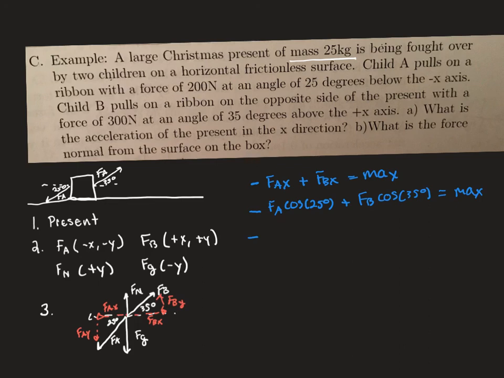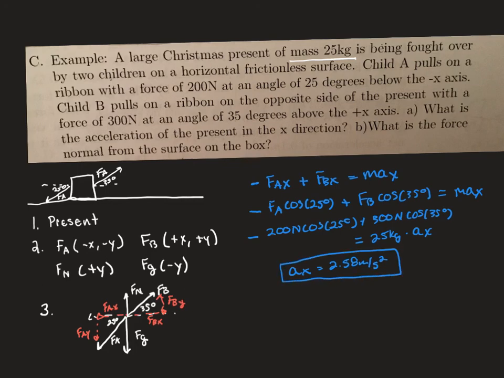Now I'm given force A in the problem, so that's 200 newtons. And I'm given force B in the problem, that's 300 newtons. And I know that the mass of the box, or present, is 25 kilograms times acceleration in the x. So from the x direction equation, I can find the acceleration in the x direction to be 2.58 meters per second squared. So I've answered the first question to this problem. Now let's look at part B. Part B wants to know what the force normal is.